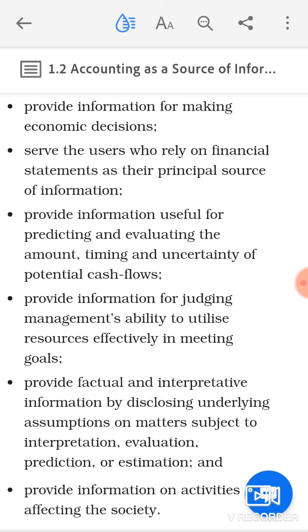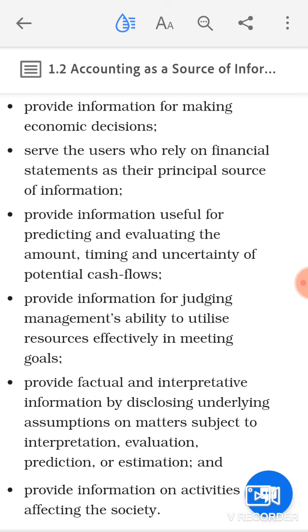It should serve the users who rely on financial statements as their principal source of information. Whatever accounting information you are providing, if you have prepared the financial statements on the basis of it, those financial statements should provide all kinds of information required by the different users. Like it must reveal the profitability of the business, the assets and liabilities of the business, the financial soundness of the business, and so on, so that the different users can rely on that.